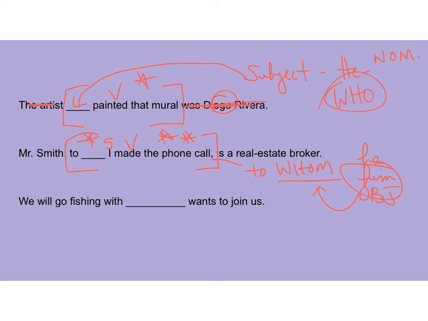Let's see if you could do this one. There's my verb. Notice I'm not paying attention to the fact that the word with is before it. This entire section is the object of the preposition with. This whole clause. So do I say he wants to join us or him wants to join us? I would say he wants to join us. And so therefore, I go with who.